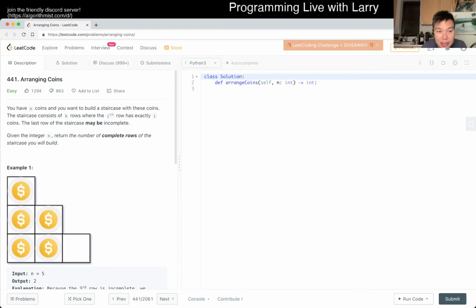Arranging coins, and this is an easy problem according to them anyway. A lot of downvotes, but anyway, yeah. We'll be doing this all month, so join me on Discord. Post your code. Let us know what you think about this.